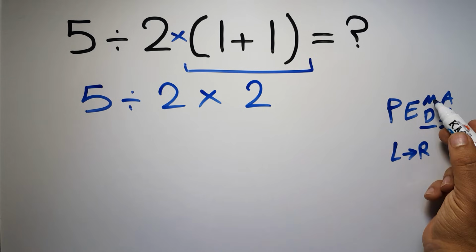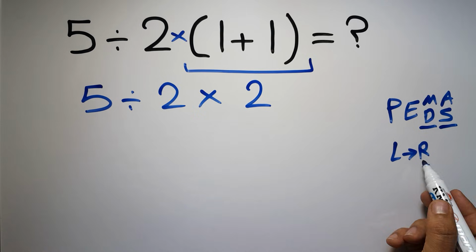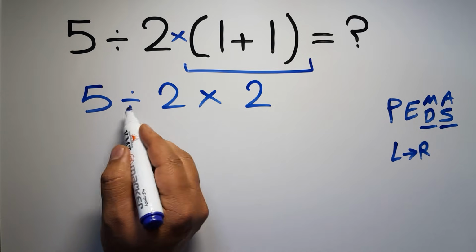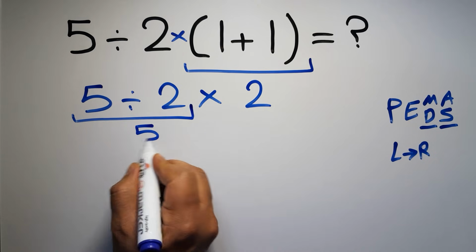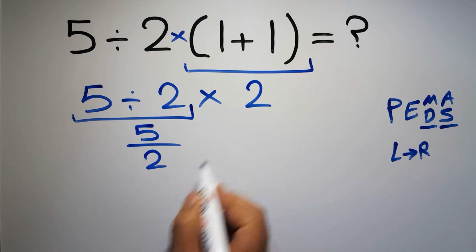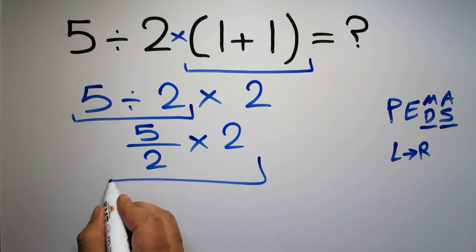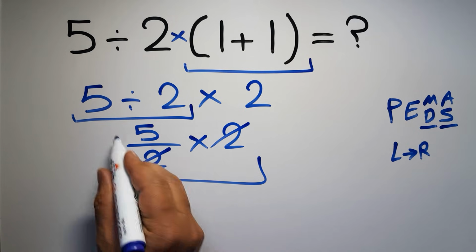As I said, multiplication and division have equal priority and we have to work from left to right. So here, first we have to do this division. 5 divided by 2 can be written as 5 over 2. Then times 2. Now we can easily cancel this 2 and this 2. So here we have just 5.